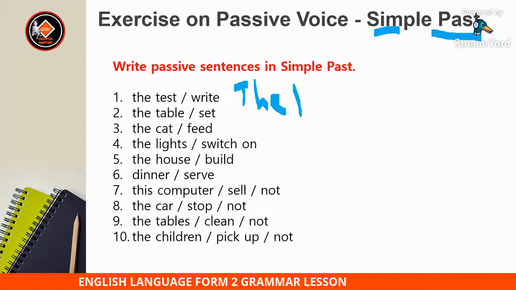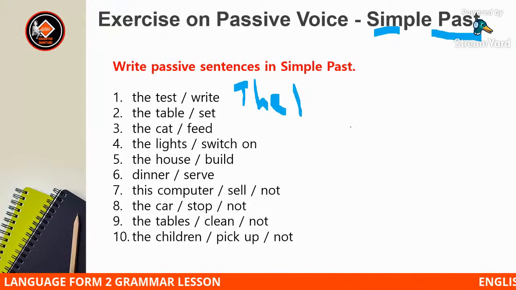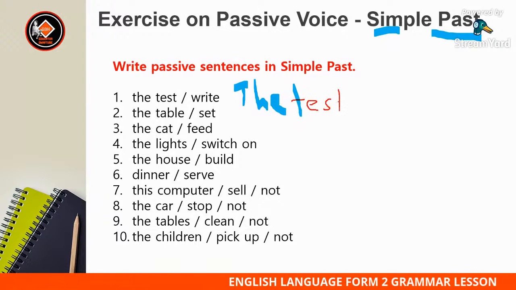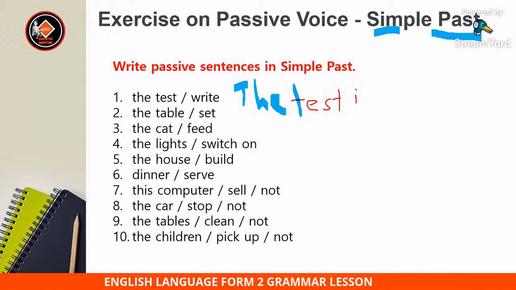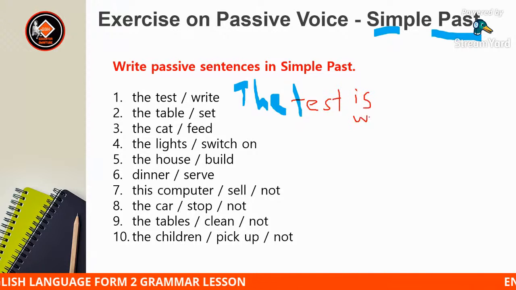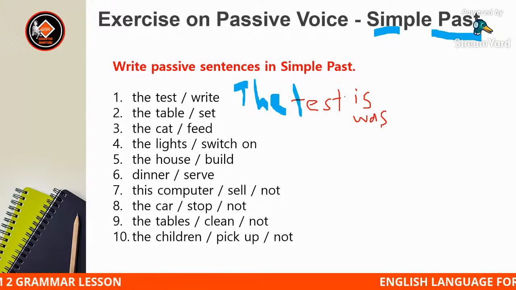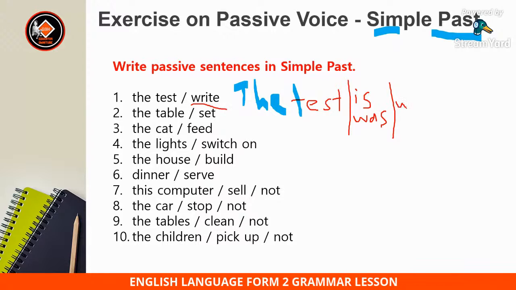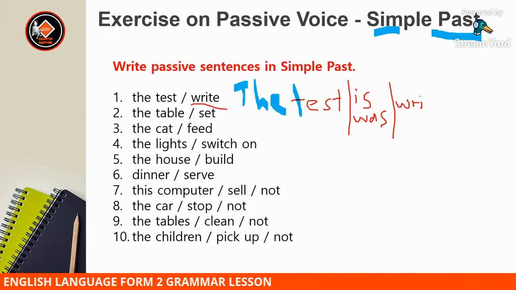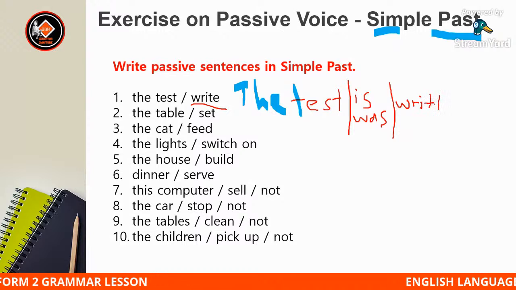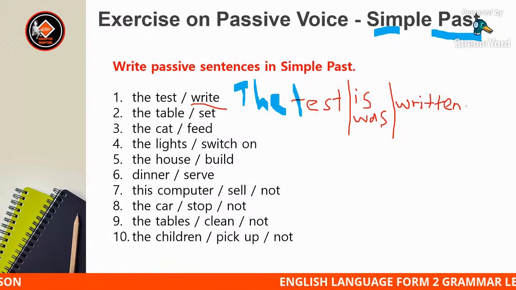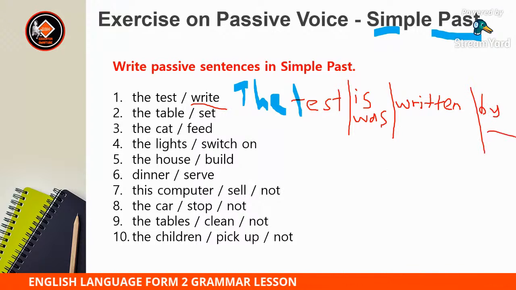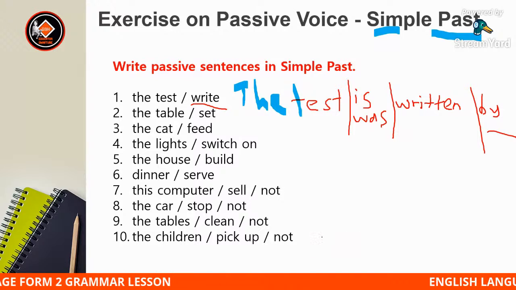Okay, sorry, I changed the pen. Okay, the test. I change the test. You can write is, you can write was. It's up to you. The test is or was. Then you must write the third form, the past participle: written. Then your sentence is finished. But if you want to write by, you can continue. Yes. Good. Many of you can understand.